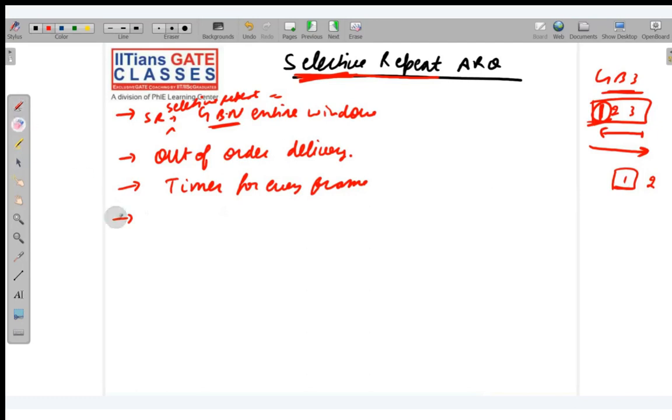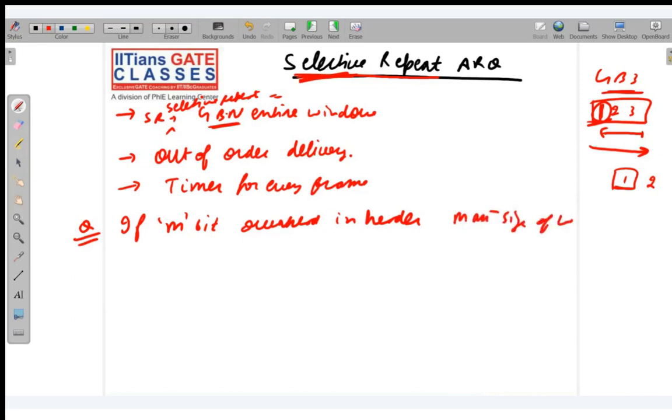Let me ask this in the form of a question, because I have been asking this question many times. Write down the question. If m bit overhead is allowed in the header of a frame, then what is the maximum size of window at sender and receiver side?